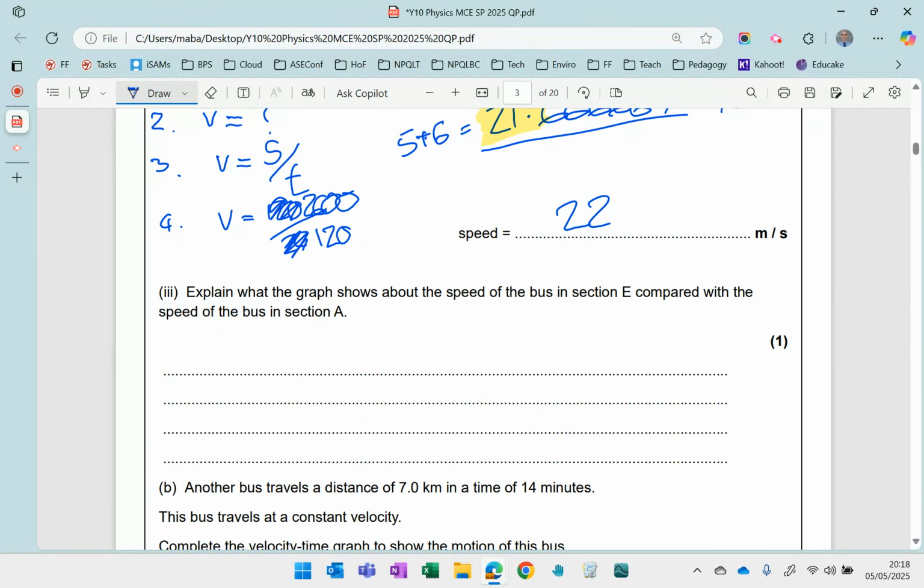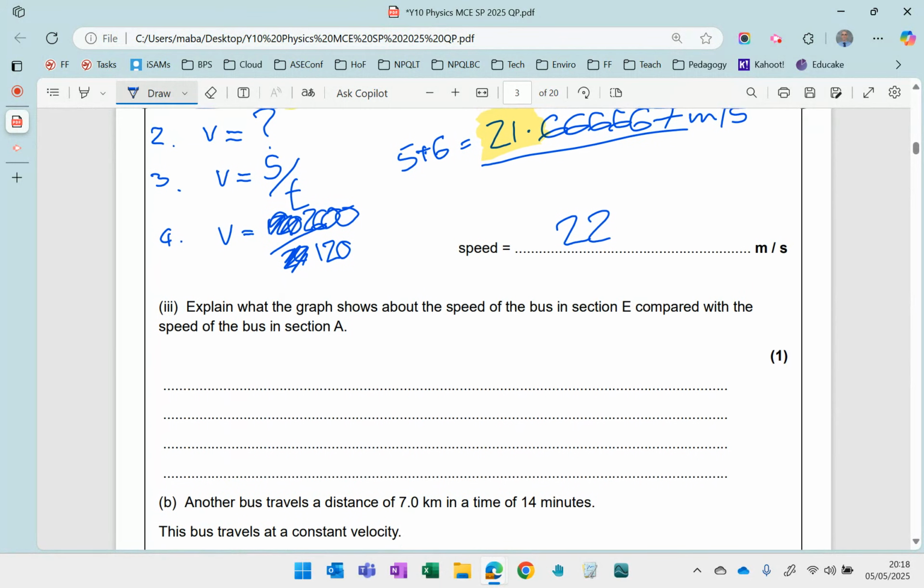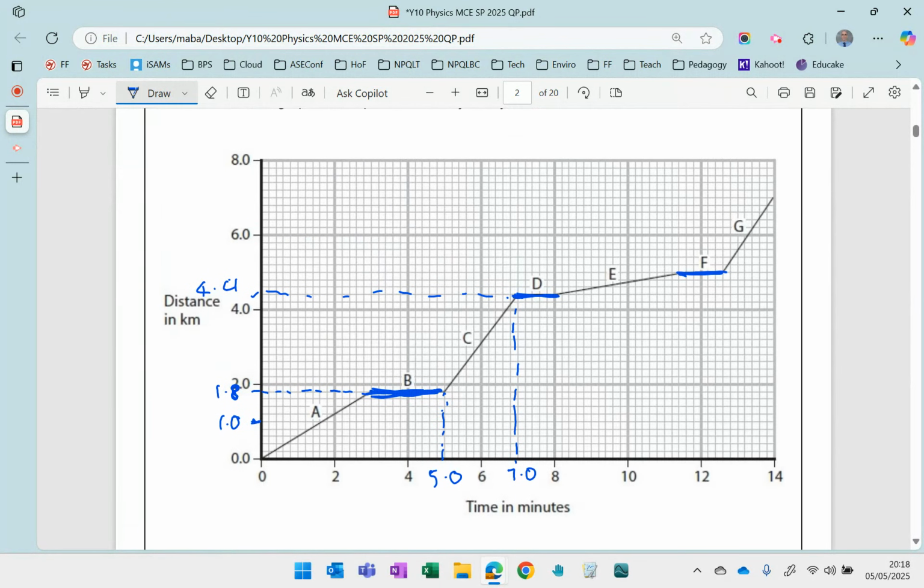What does the graph show us about the speed of the bus in section E compared with the speed of the bus in section A? Well, it's a distance time graph, so hopefully you know that to find the speed, we're looking at the gradient. And here you can see that this has got a relatively high gradient compared to section E, which has got a relatively low gradient. So there's your answer right there. The speed in section A is higher than in section E. Why? Because the gradient is higher than in section E.